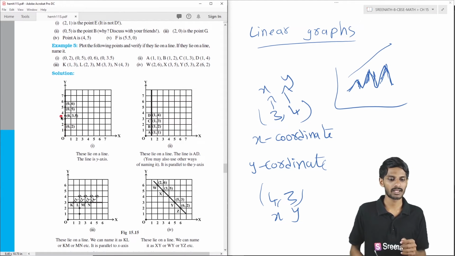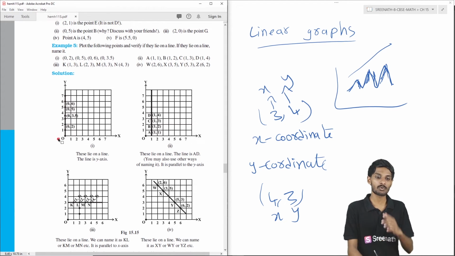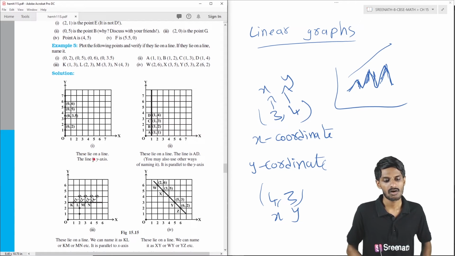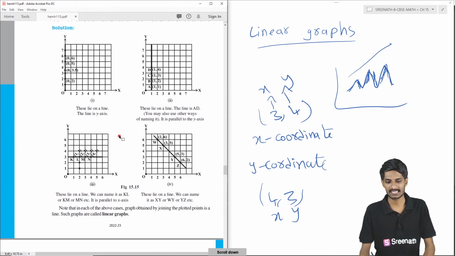Next (0, 5), which is at this point. Next (0, 6), which is at this point. Next (0, 3.5), which is at this point. So all these points, if you join them, form a line, and all these points lie on the y-axis, students. These points lie on the line which is the y-axis. That is the thing, students.